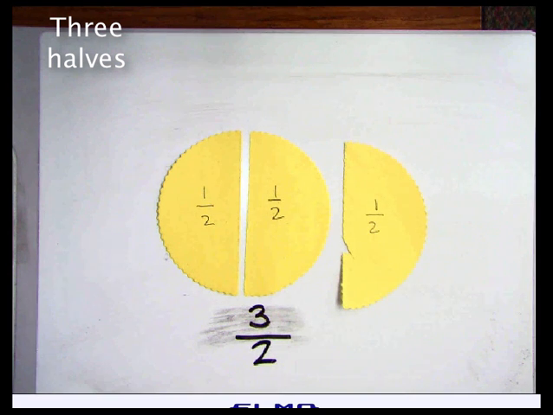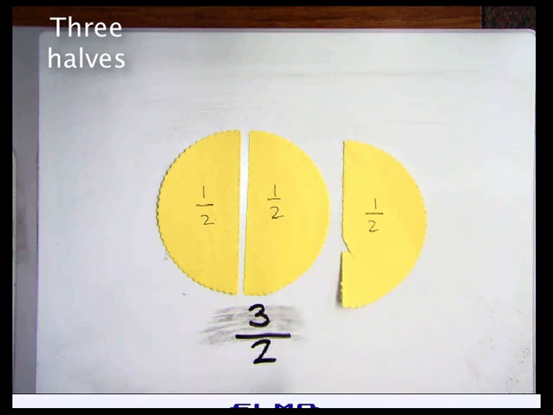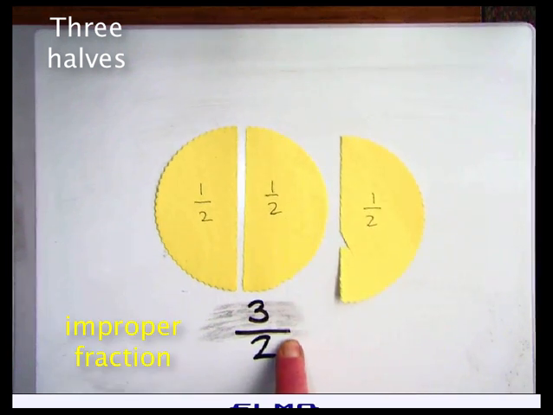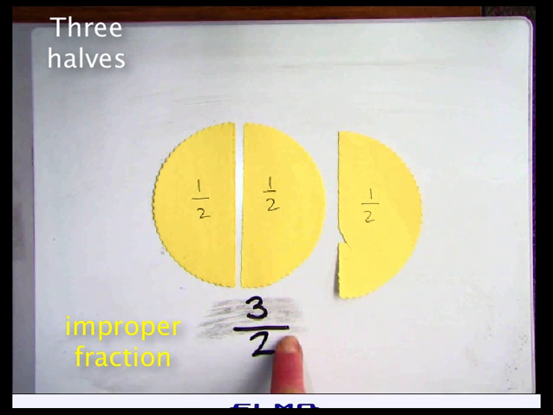This is different from the fractions we've been writing so far. Why is it different? It's different because this time our numerator is greater than our denominator. We call this an improper fraction.